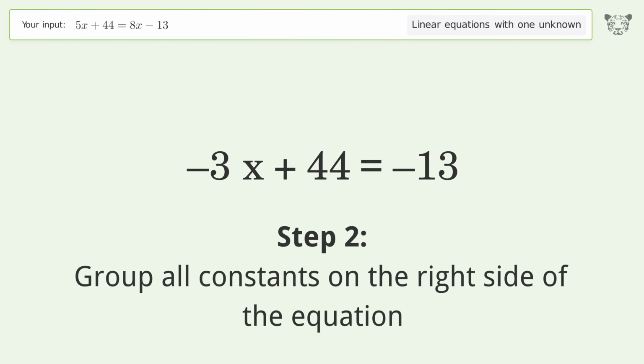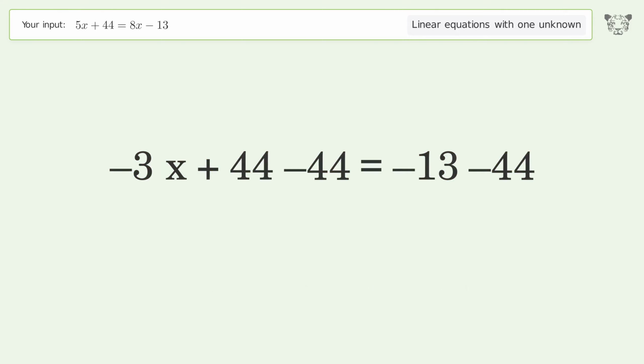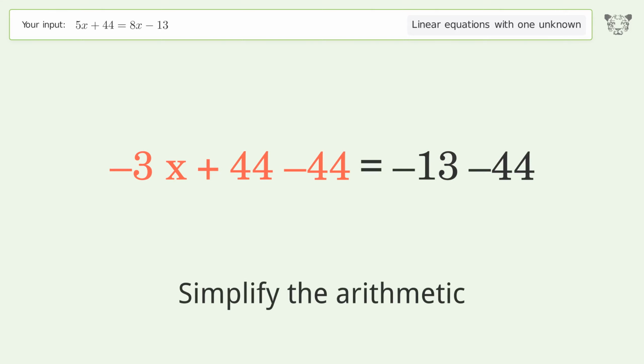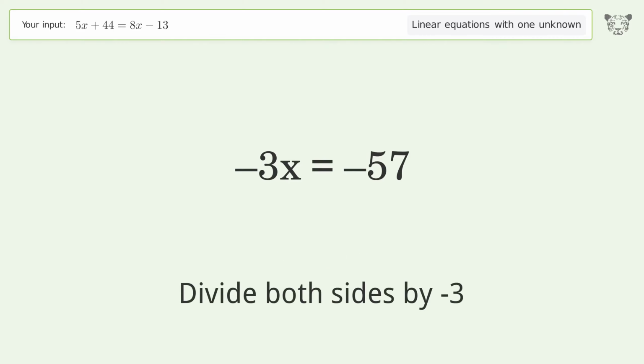Group all constants on the right side of the equation. Subtract 44 from both sides. Simplify the arithmetic. Isolate the x. Divide both sides by -3.